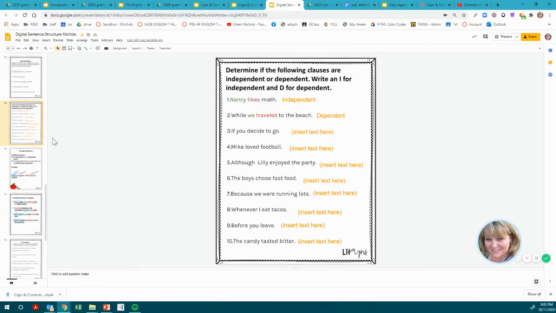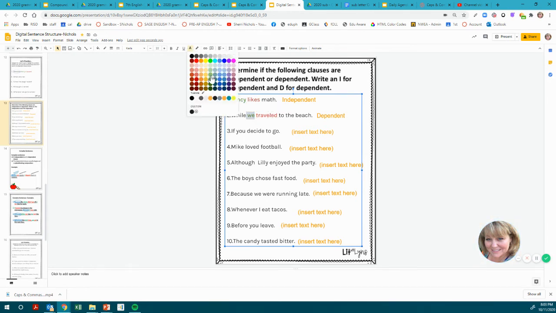And then on this one, you will determine if the following clauses are independent or dependent. Write an I for independent or D for dependent. Nancy likes math. So we have Nancy likes math. That's independent. It's a complete thought. While we traveled to the beach, so we is our subject. We did what? Traveled to the beach. That's dependent. We don't know what happened. So you're going to go through here and mark the colors, the subject and verb, and then tell me whether it's an independent or a dependent clause.